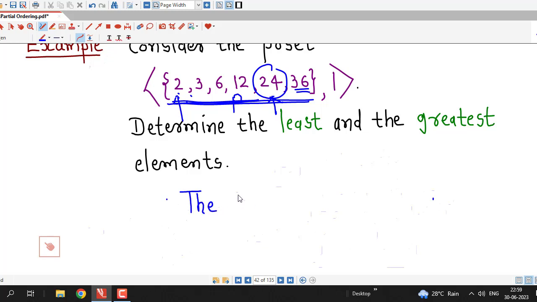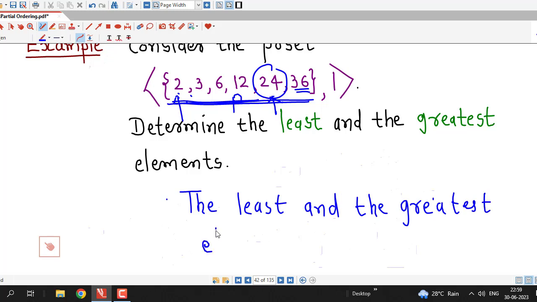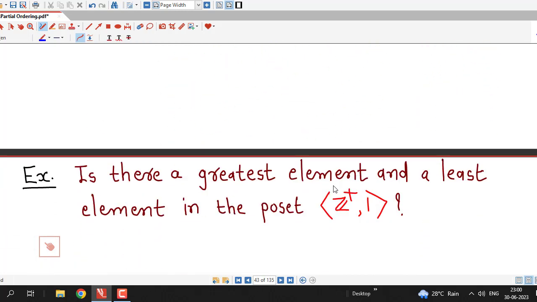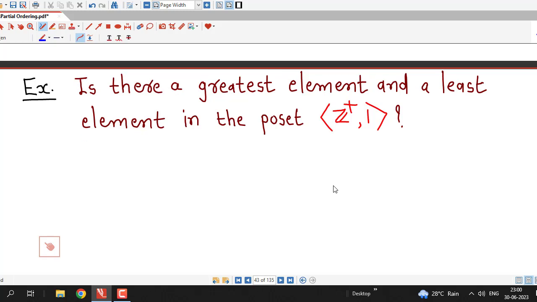We can write that the least and the greatest elements do not exist in a given partially ordered set. So in this way we are using the definition to decide whether greatest or least elements exist or not. Now I have taken another example also.